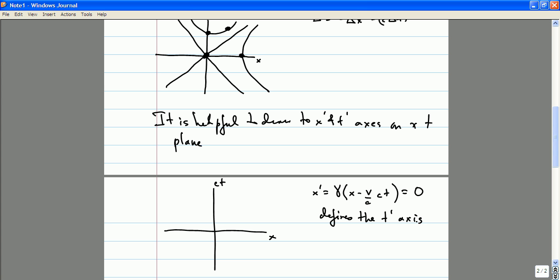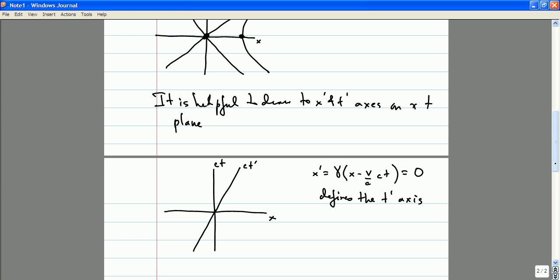The t prime axis is the line defined by the equation that x prime is equal to 0. What does that line look like? Well, if you just look at the equation that I have drawn here, then it says that x is equal to v times t, if you set x prime equal to 0, or x is equal to v over c times ct, because I'm using the coordinate ct instead of t. And so that defines for me a line, which is not a vertical line, but rather a line with some slope. And so this is the t prime axis, or we could call it the ct prime axis.